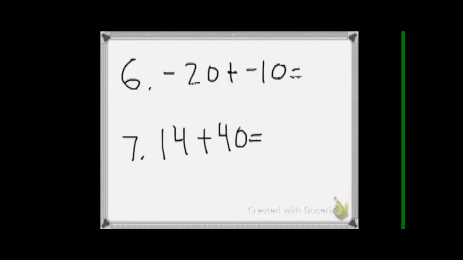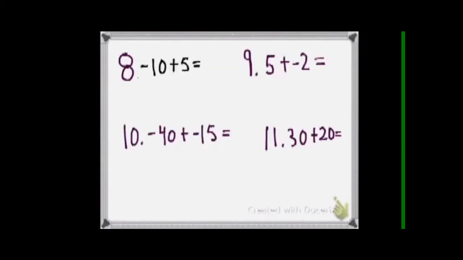Let's try number 6. What's different about this problem is that both numbers are negative. So instead of subtracting the numbers, we just add them. So -20 plus -10 is just -30. 14 plus 40 is just 54. Pause the video and try solving these problems on your own.